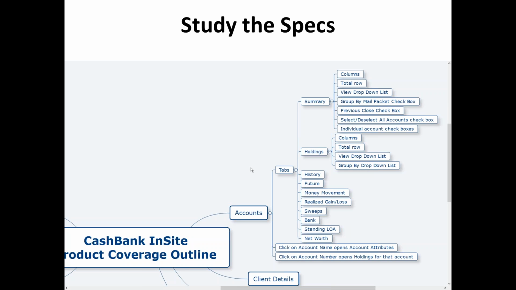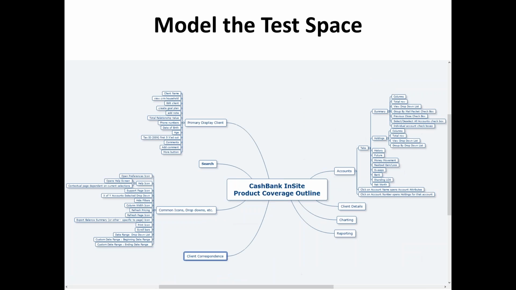We call it Cash Bank, and they've got a new feature called Insight, where the customer can log on and see all kinds of stuff about their accounts and about their details and so on. So as we explore the product, we go deeper, and we study the specifications and generate a list of things that we might want to test, creating what we call a product coverage outline. And after we study the specs, we model more of the test space. We discover things that are in the product and patterns of behavior in the product.